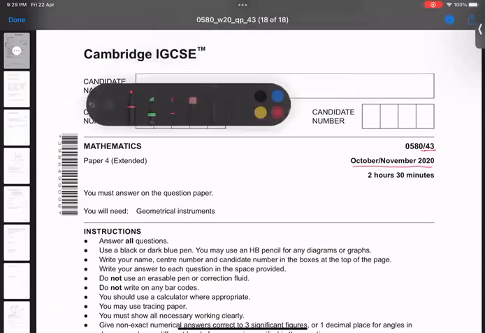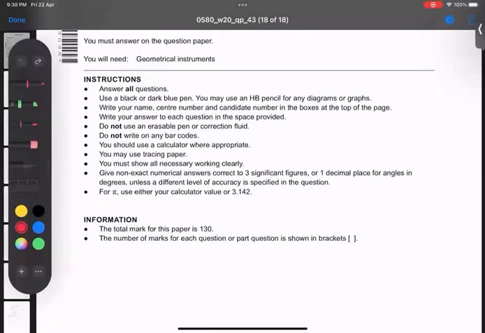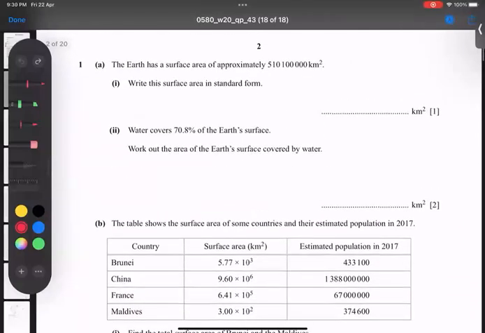So let's see how we can do it. Bismillahirrahmanirrahim. The earth has a surface area of approximately this mentioned, and write this surface area in standard form.